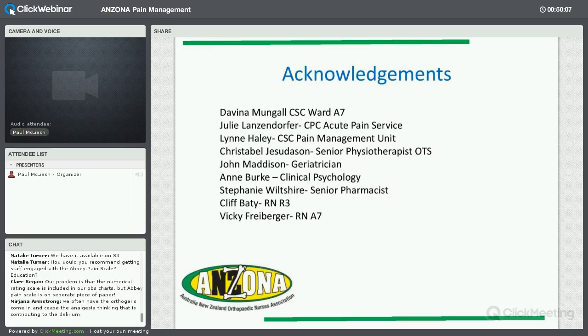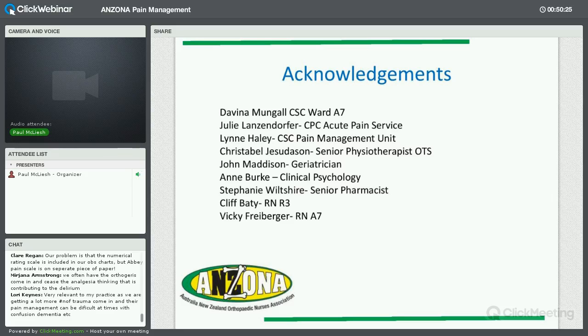Claire says our problem is that the numeric rating scale is included in an OBS chart. Yes, so it's separate, definitely. That's one of the big problems I had trying to get it accepted throughout the hospital, which was a struggle and not one that I won, unfortunately.